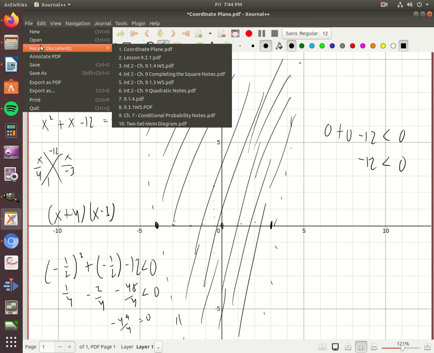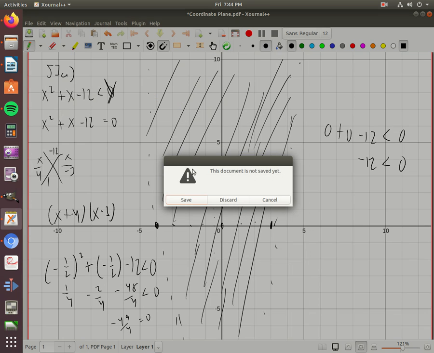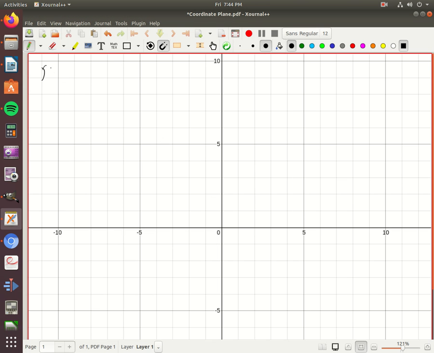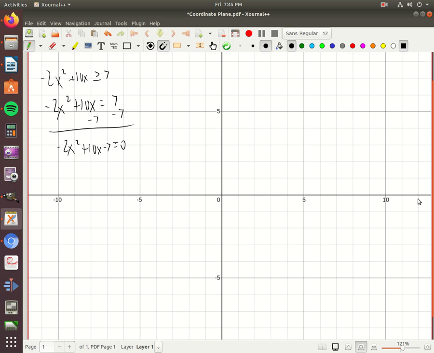If we go ahead and get a new coordinate plane, we can do 53b. 53b is negative 2x squared plus 10x is greater than or equal to 7. Again, I'm going to change this into an equal sign. Subtract 7. I get negative 2x squared plus 10x minus 7 is equal to 0. So I have a y-intercept at negative 7.